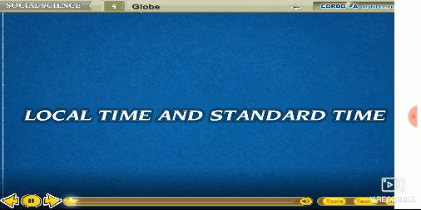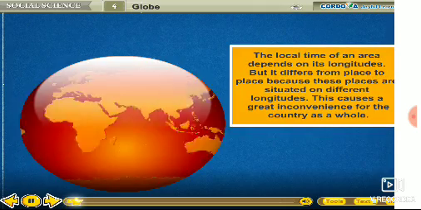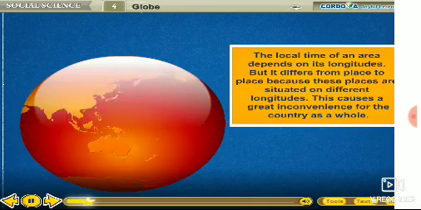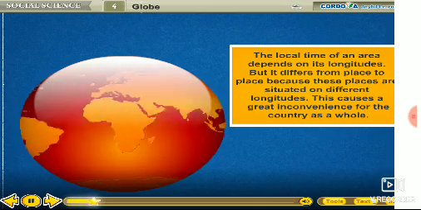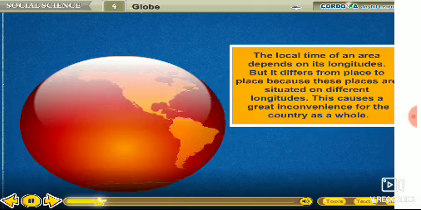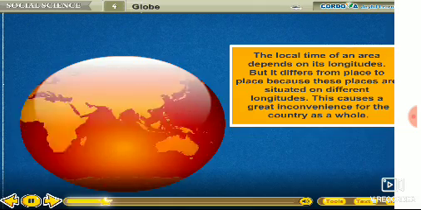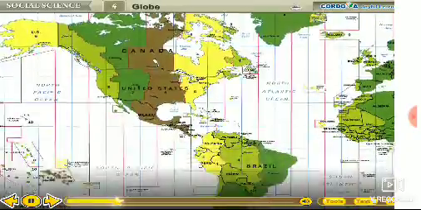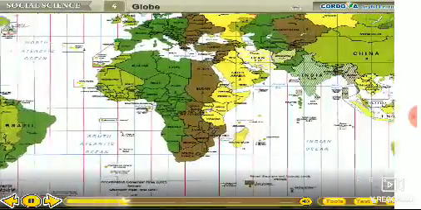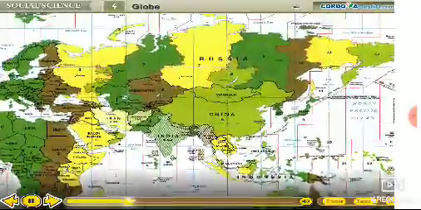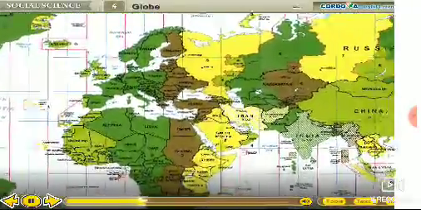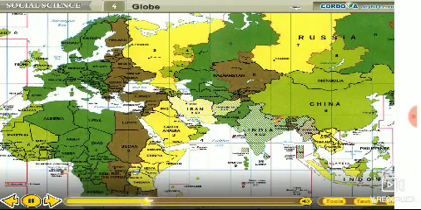Local time and standard time. The local time of an area depends on its longitudes, but it differs from place to place because these places are situated on different longitudes. This causes a great inconvenience for the country as a whole. To overcome this problem, the time of a central place situated on the particular meridian is taken as the uniform time for the whole country. This is called the standard time of that country.